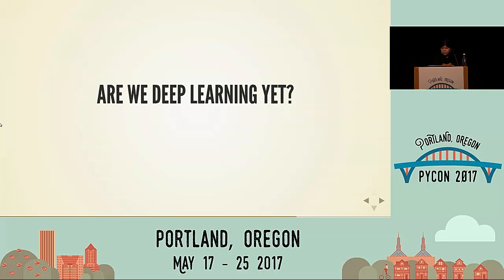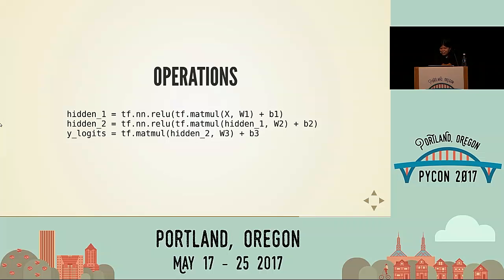OK, are we deep learning yet? No. So we only have one hidden layer. And you don't qualify as deep until you have at least 2 hidden layers. So I'm sure you can guess by now how to define the variables. And as for the operations, we just need to add another round of matrix multiplication and ReLU.